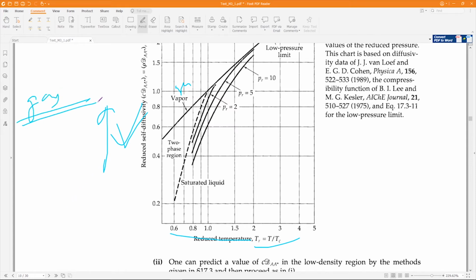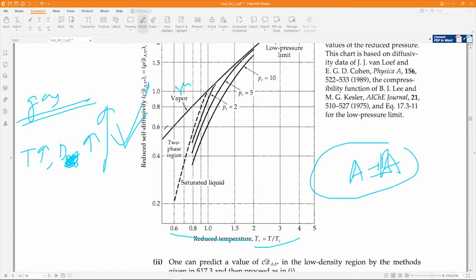Okay, for gas, as you increase the temperature, what is happening? All these dark lines have the same trend, it increases. So as the temperature increases for gases, the diffusivity will increase. Okay, we don't write this as D_AB because this is not binary diffusivity. This is the self-diffusivity, let's say A is diffusing inside A only.